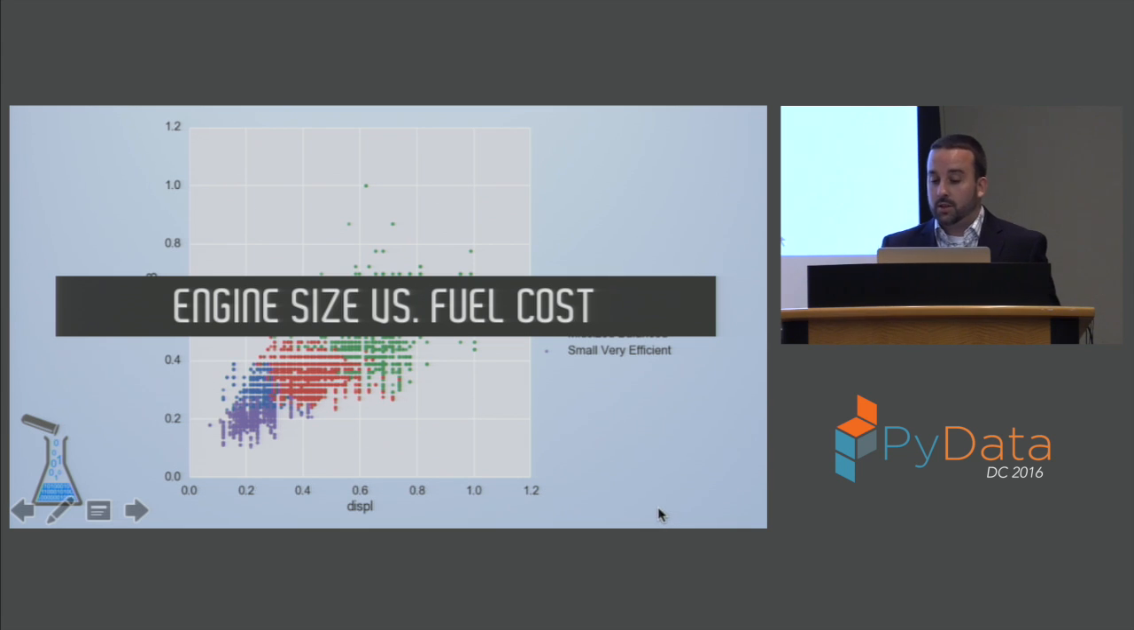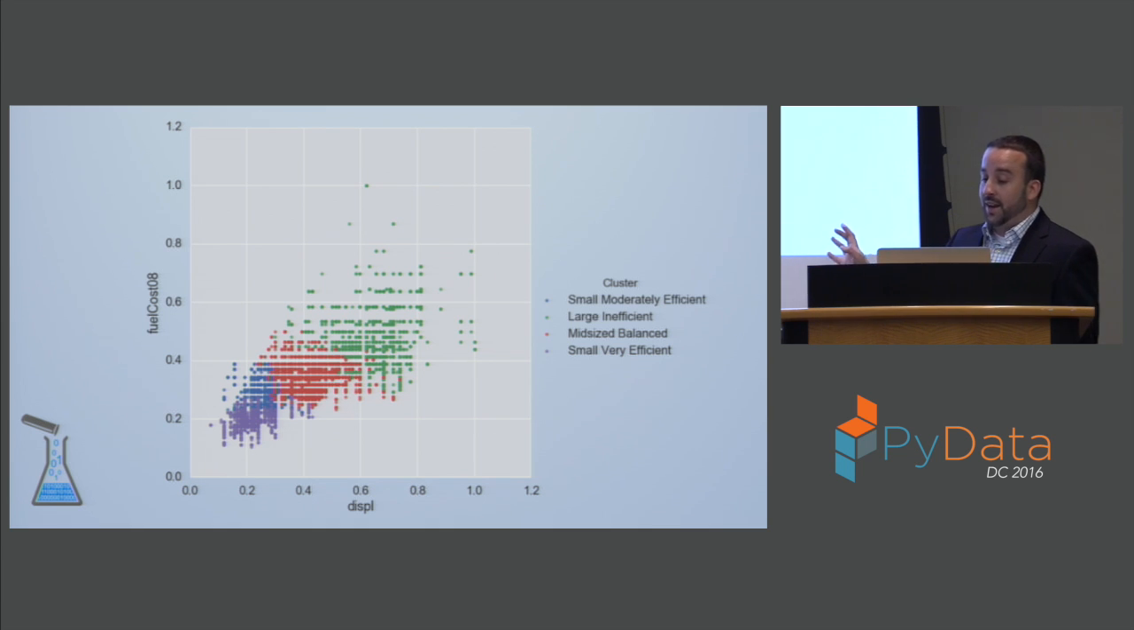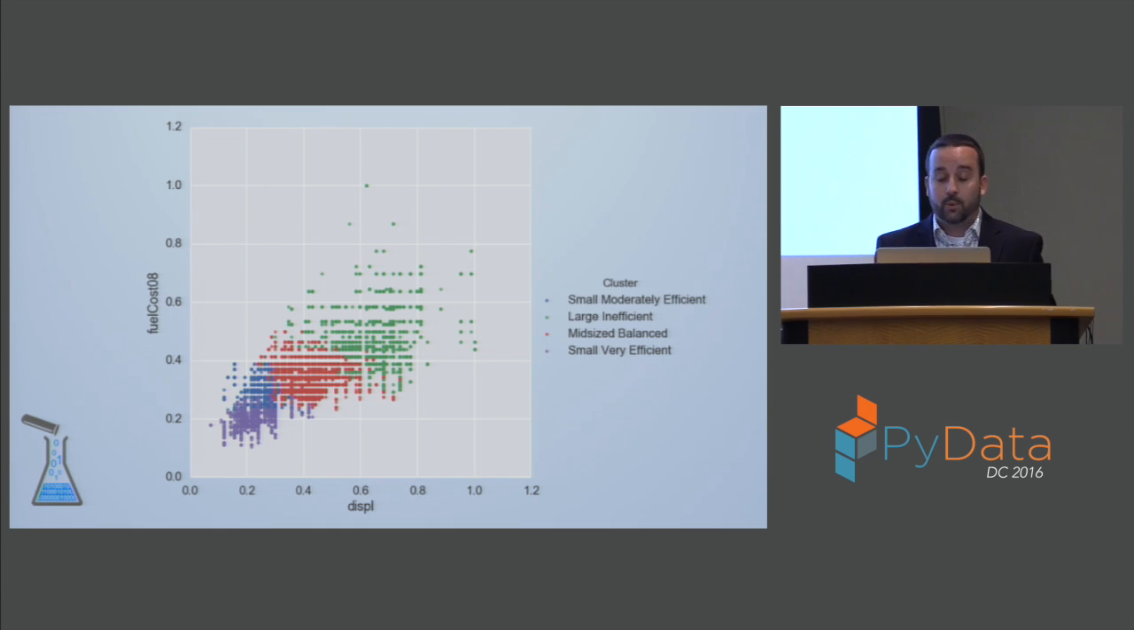And so here I've plotted the engine size against the fuel cost, so more of a linear relationship with the clusters. And here the clusters follow the same progression, but this time from the bottom left to the top right. And again, you can do this for any combination of variables that you had in the scatter matrix.